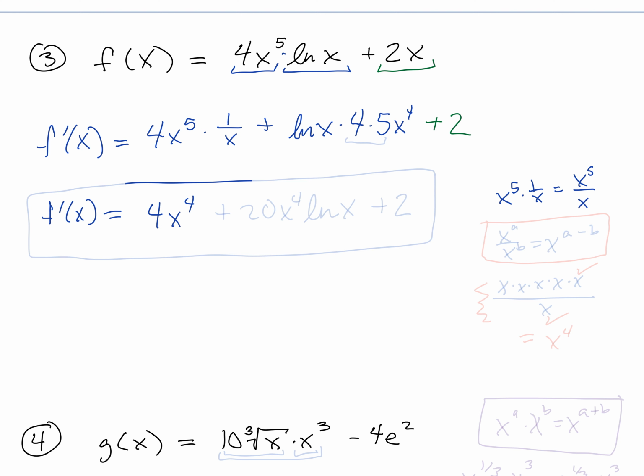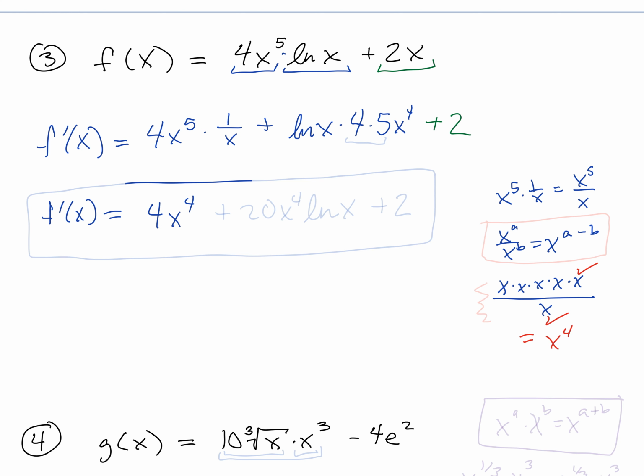And we could either use exponent rules for that, knowing that x to the a over x to the b is x to the a minus b, or we could observe that x to the fifth is x times x times x times x times x, 5 times, divided by x. When we divide, we get rid of one of those x's, and what do we have left? That's x to the fourth.